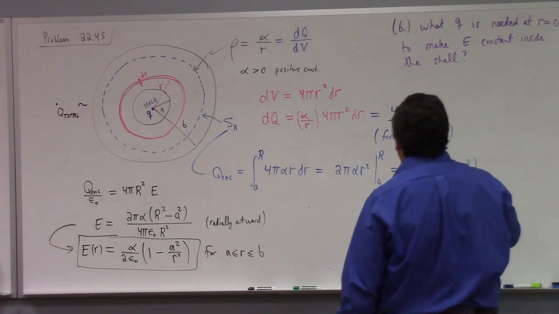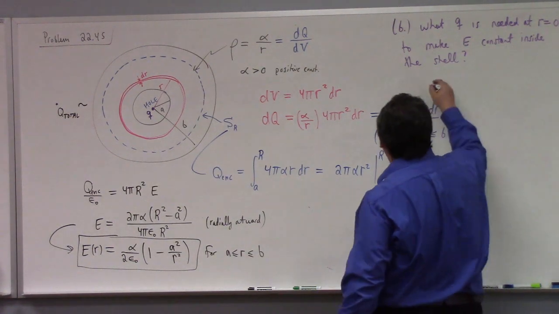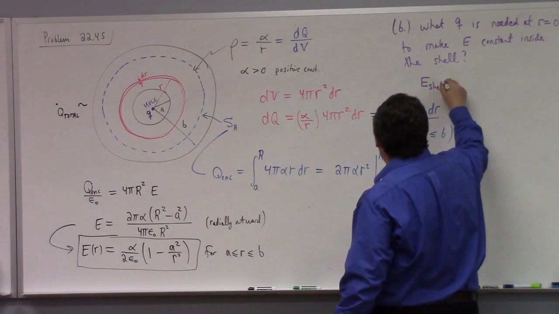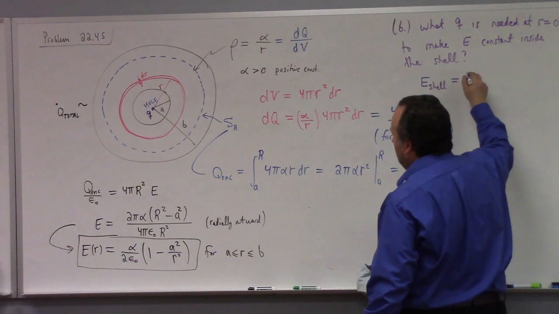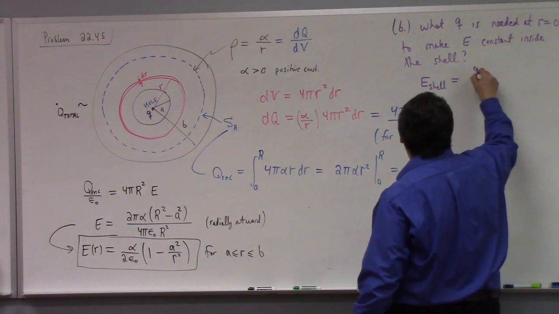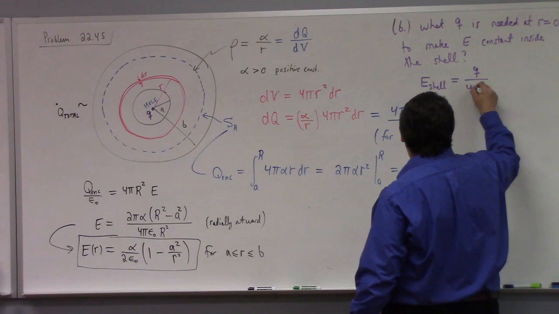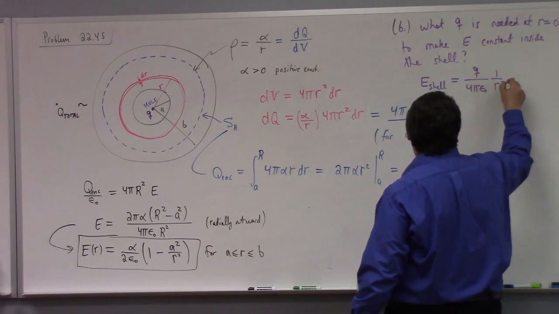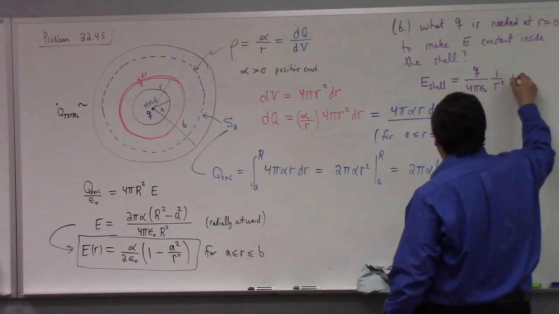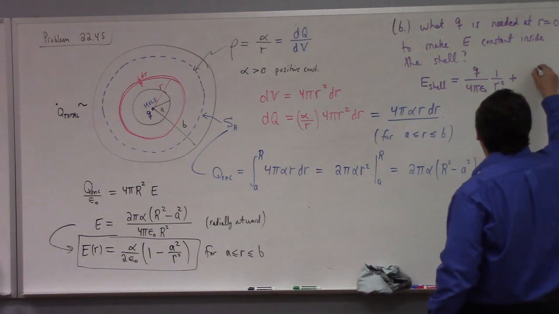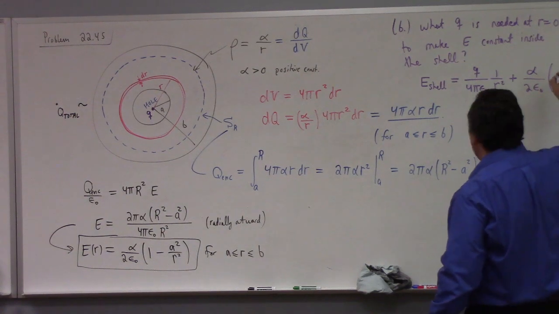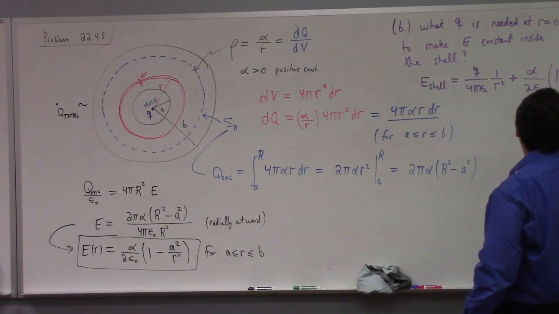Right, so let's think about it. If we put Q there, what's the electric field inside the shell then? It would be Q, right, over 4 pi epsilon naught times 1 over r squared, right? Plus what? Plus the thing we just calculated. Alpha over 2 epsilon naught, parentheses, 1 minus a squared over r squared.